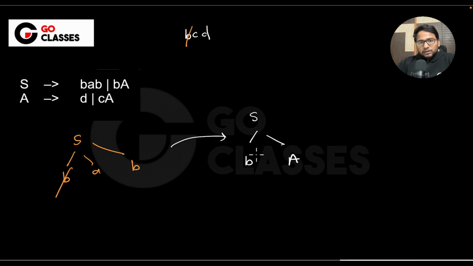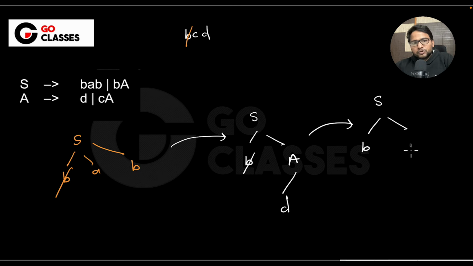Now you will again say, okay, this B and this B is matching. Now this A will give you D. So this time this D is not matching. So you will backtrack on capital A, right? So you will backtrack on capital A, which means you will try the different production of capital A. This B and this C is matching, right? And then this capital A will go to D, I think. Then D and D is matching.